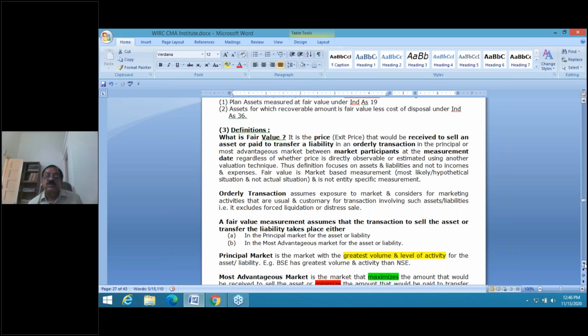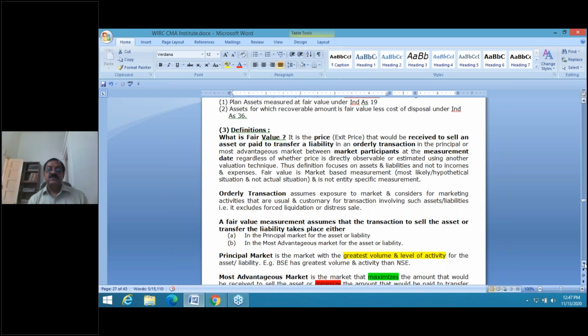It is a price that would be received to sell an asset or pay to transfer a liability in an orderly transaction in the principal or most advantageous market. So there are two types of market which I'm explaining: principal and most advantageous. A question has already come in the past on this. Between market participants at the measurement date, regardless of whether price is directly observable or estimated using another valuation technique.